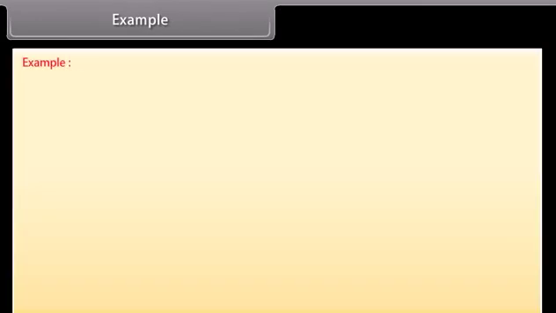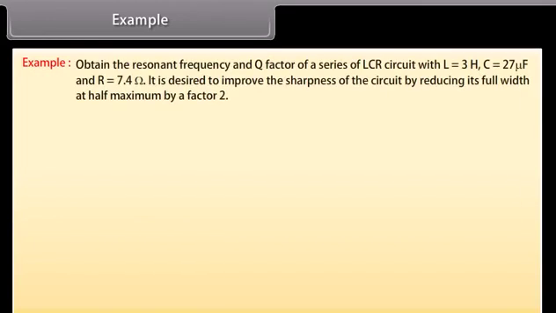Example. Let's take an example of resonance in LCR circuit. Obtain the resonant frequency and Q factor of a series LCR circuit with L equal to 3 Henry, C equal to 27 microfarad and R equal to 7.4 ohm. It is desired to improve the sharpness of the circuit by reducing its full width at half maximum by a factor of 2. Let's see the solution.